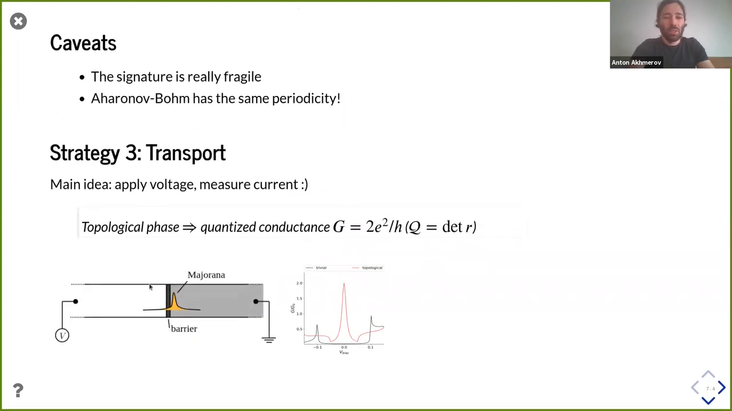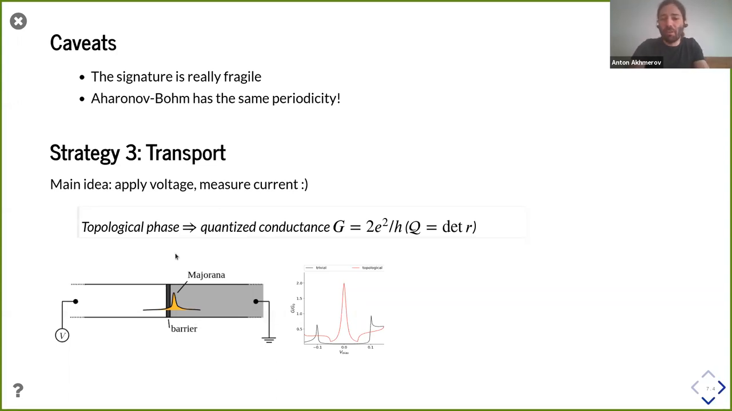Now, unfortunately, it's really fragile. Turns out this is a transient signature and one needs to be neither too fast nor too slow. And also a mundane Aharonov-Bohm effect has the exact same periodicity, which further complicates the detection of Majoranas.